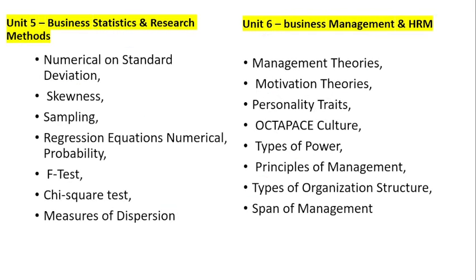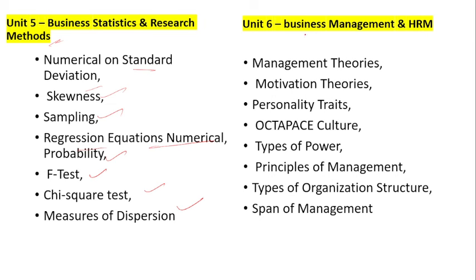Okay, so the next one, unit number 5, is business statistics and research methodology. From business statistics they ask questions on a numerical basis. Okay, on standard deviation, skewness, sampling, regression equation, numerical questions they ask. Then they ask questions on the basis of probability. Okay, and then the F test, chi-square test, and the measures of dispersion. These are the topics which appeared in both shift 1 and shift 2.